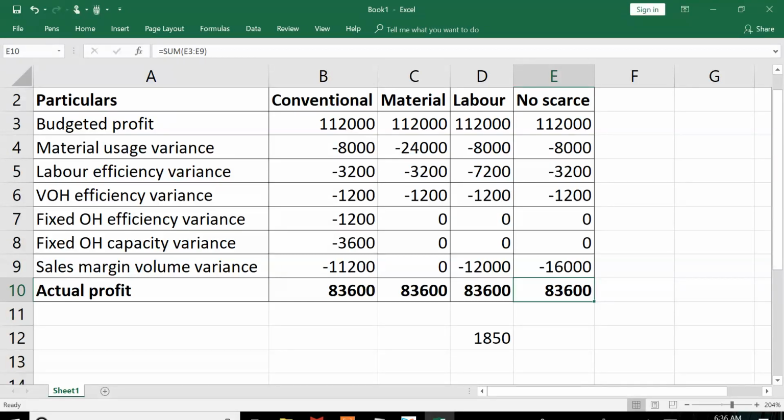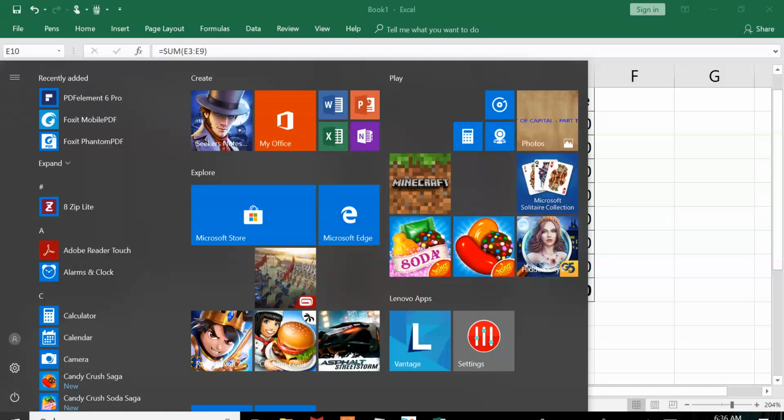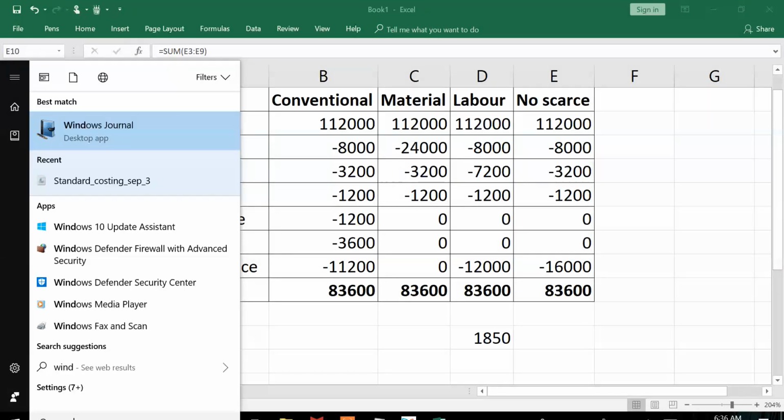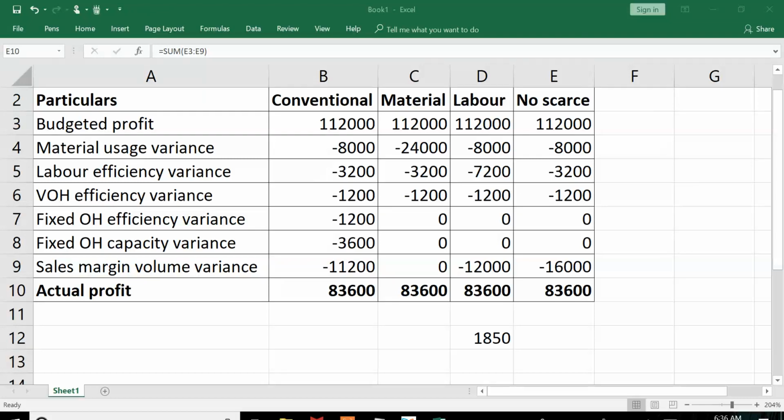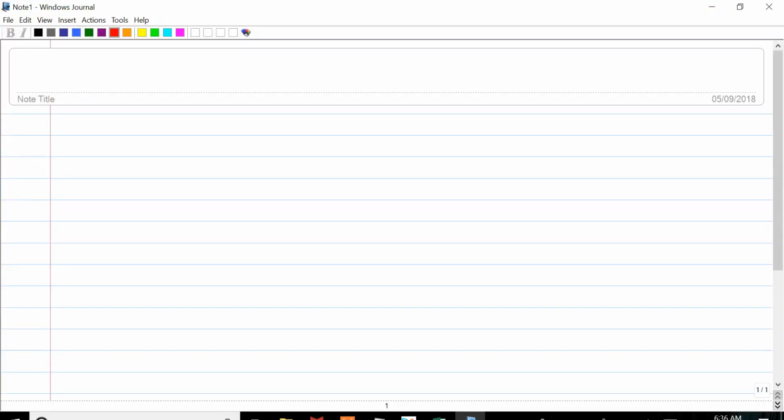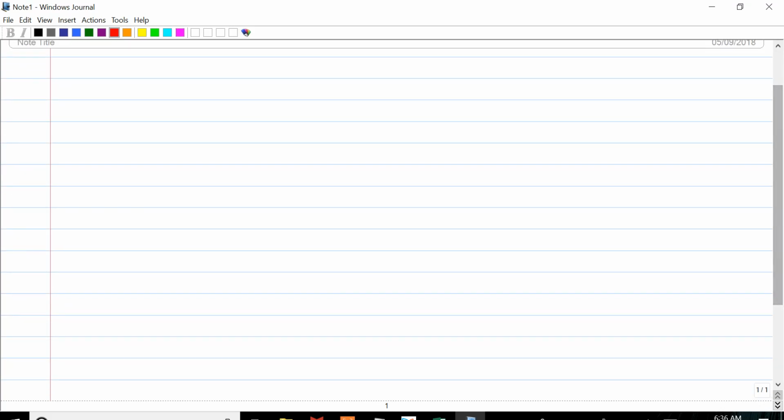Raw material side, put arrow mark down. Material wasted equal to the difference between SQ and AQ. The difference between SQ and AQ equals how many units, how many kgs? 2000 kgs.